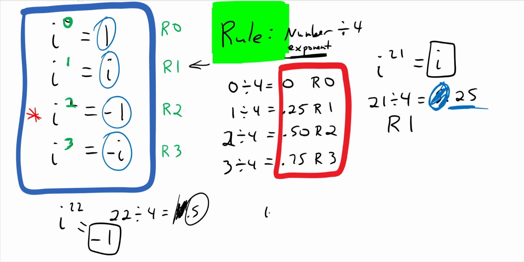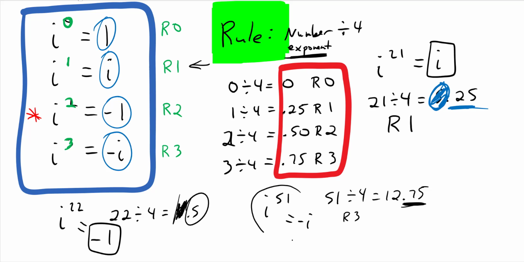Okay, let's do i to the 51st power. So you're going to say 51 divided by 4 gives you 12.75. Okay, again, I don't care about the 12. I only care about that 0.75. What's the remainder? Well, look at the chart. 0.75 is 3. So a remainder of 3. And then you go back to the blue box here and say, what is i cubed? Oh, it's -i. So i to the 51st is -i. Okay? So it's not bad, right?